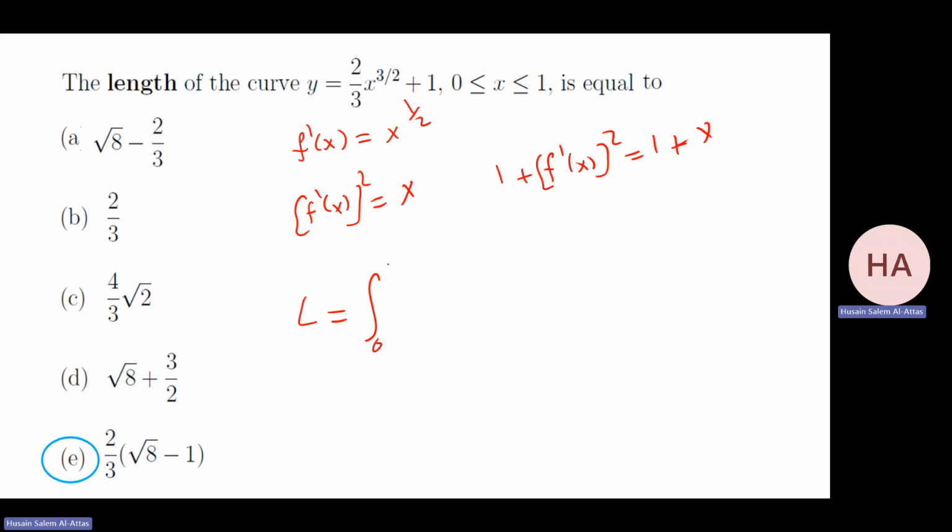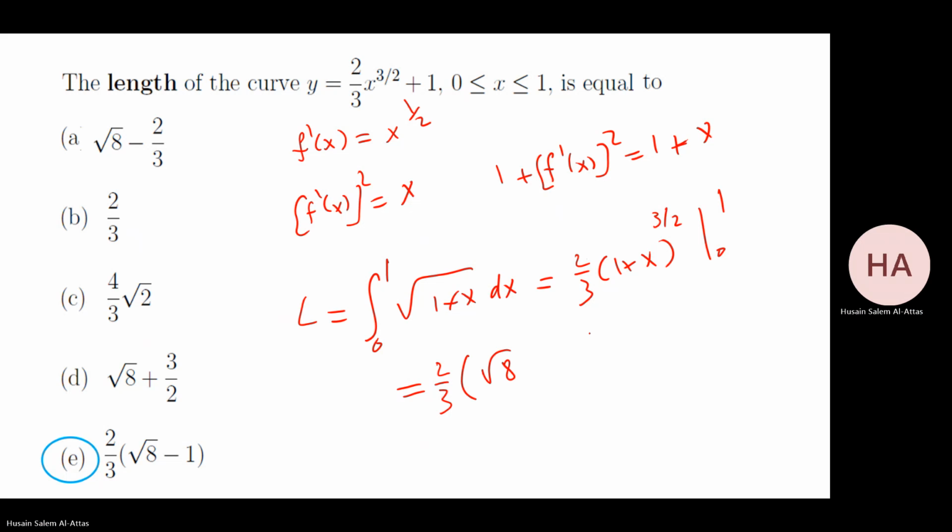So L from 0 to 1 is square root 1 plus x dx. Which is what? 2 over 3, 1 plus x to the power 3 over 2, from 0 to 1. That gives me what? 2 over 3. 1 plus 1, 2. Under the square root with the 3, square root of 8. Minus 1. Which is this.